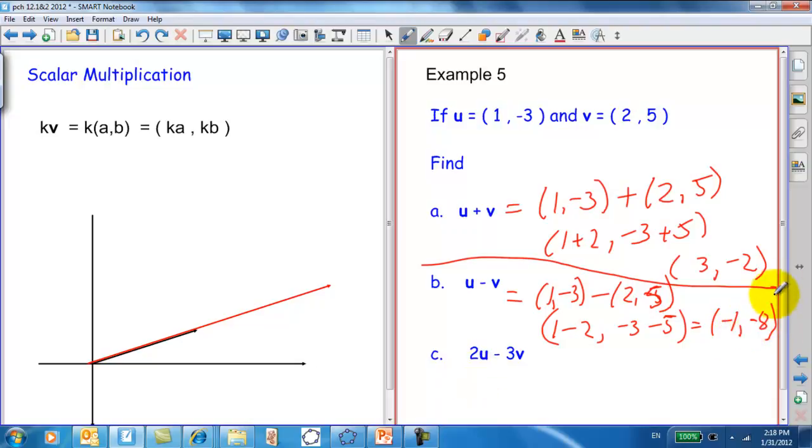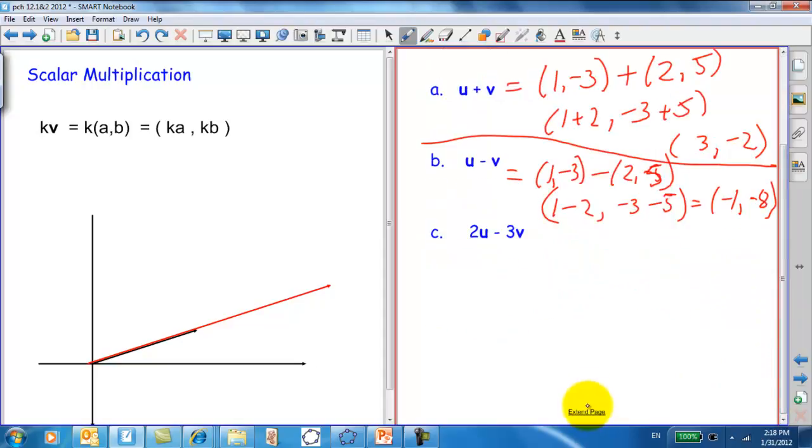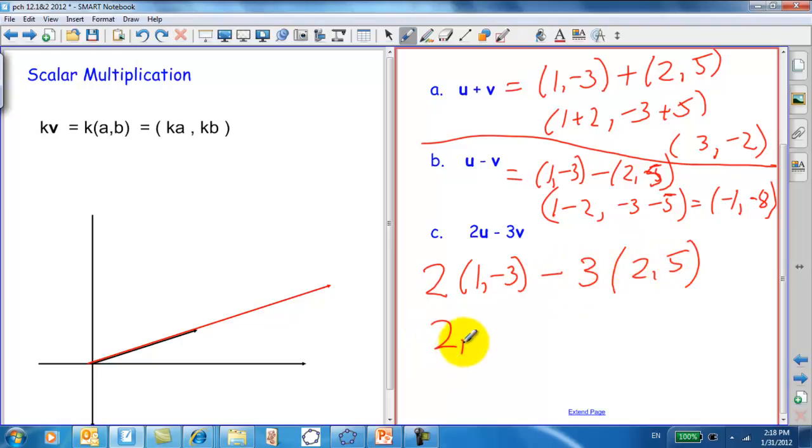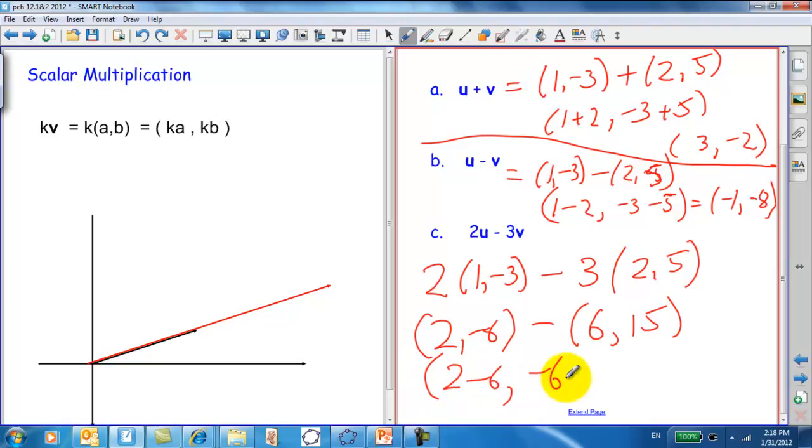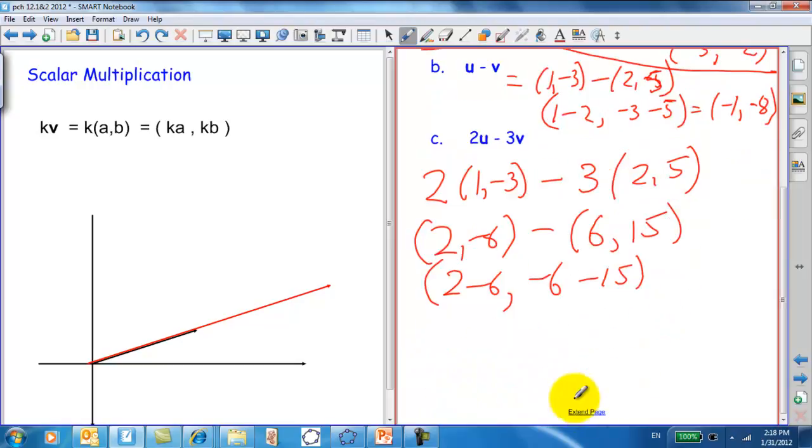And then finally down here, 2u minus 3v, twice (1, -3) minus thrice (2, 5). So we get (2, -6), distributing the scalar multiple over all the components, minus (6, 15). And so it's 2 minus 6, comma, negative 6 minus 15. And you get (-4, -21).